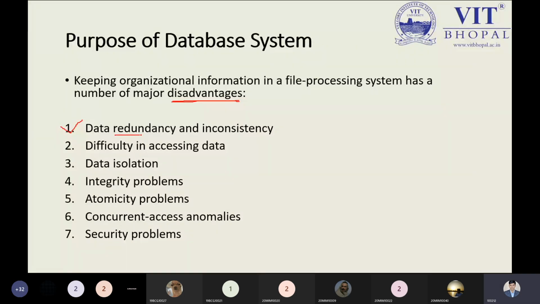Data redundancy and inconsistency. Can anyone tell me what is data redundancy and inconsistency? Having the same data stored at different locations, or the data is changed for one variable but not changed for the other, that is called inconsistency. Okay, can any other student tell me? Redundancy is having the same data stored at multiple places, multiple systems. This is a good point. So we can say duplicacy.